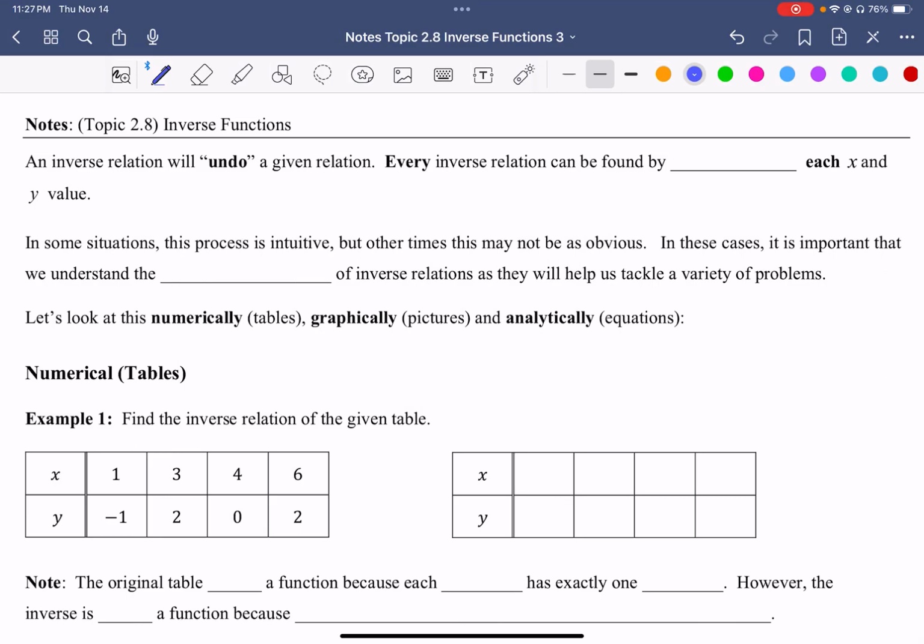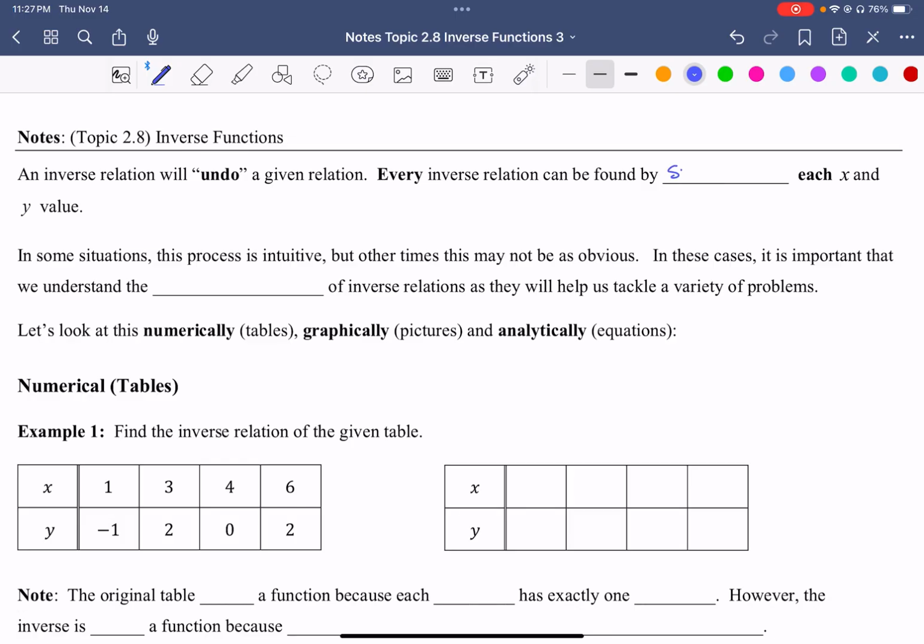This is topic 2.8, inverse functions. An inverse relation will undo a given relation. Every inverse relation can be found by switching each x and y value.